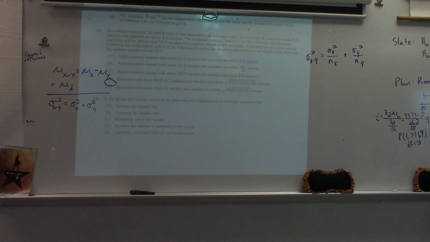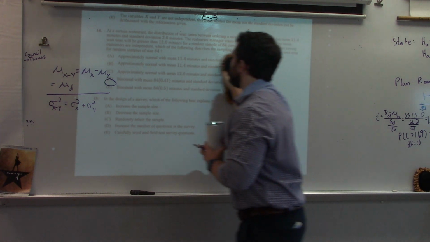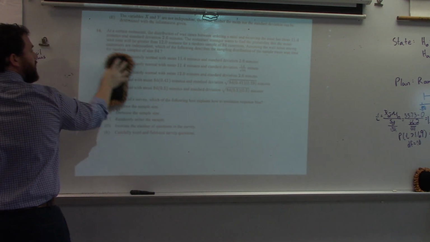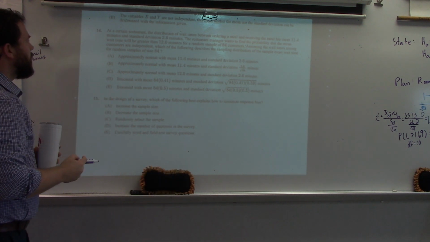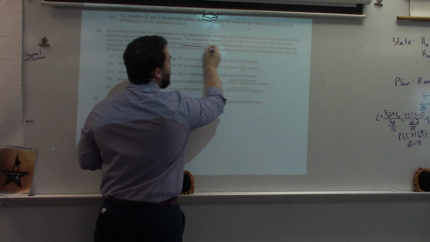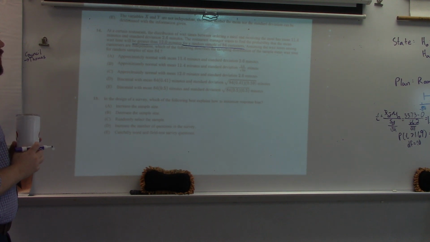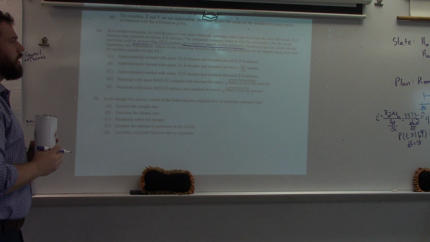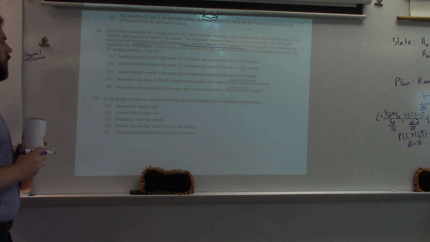All right. So 14. A certain restaurant distribution of wait times between ordering a meal and receiving the meal has this mean and standard deviation. They want to find the probability that the mean wait time will be greater than 12 minutes for a random sample of 84 customers. Assuming the wait times among customers are independent, which of the following describes the sampling distribution of the sample mean wait time for random samples of size 84? So, let's reread that.